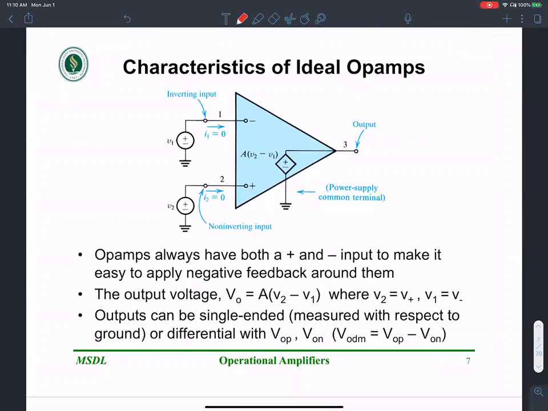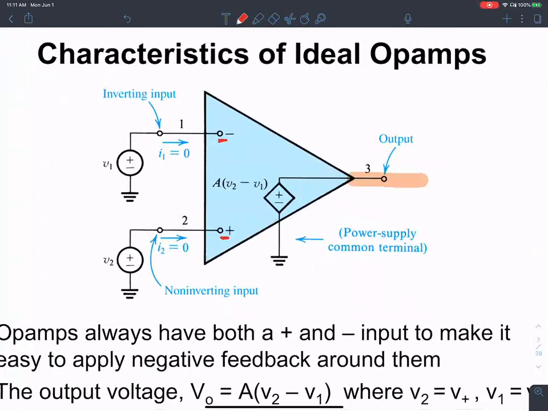So let's quickly look at some characteristics of an ideal op-amp. There is always a negative input terminal and always a positive input terminal. V1 is applied to the negative terminal, and V2 is applied to the positive terminal. The output can be single-ended or differential. Now see the relationship between output and inputs. The output voltage is always an amplification of the difference between the two inputs.